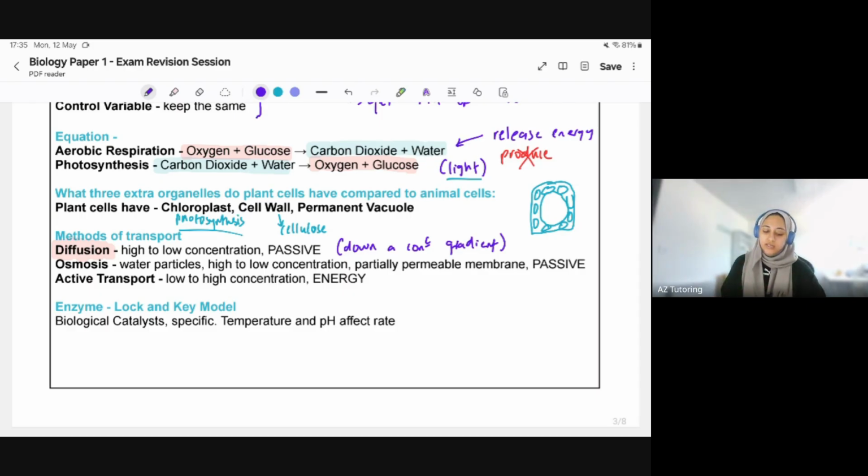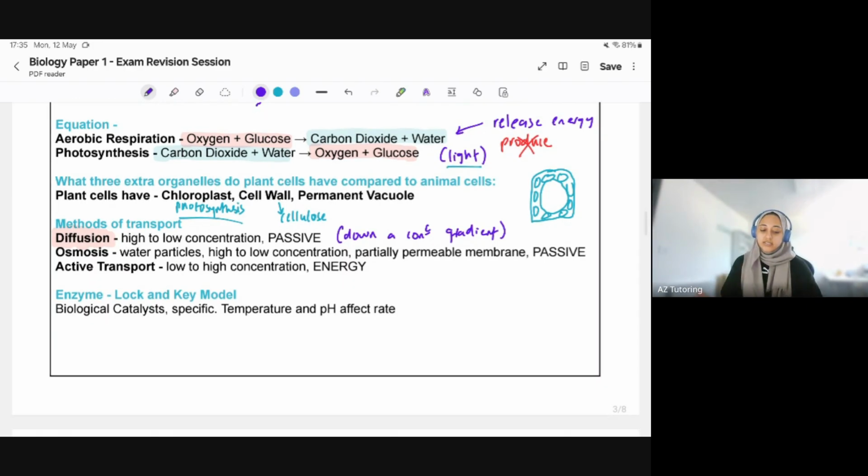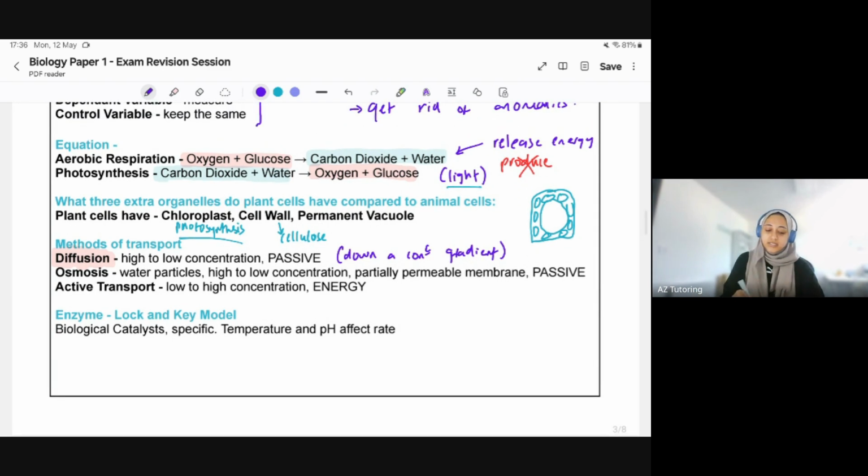It just happens naturally. Osmosis is the same as diffusion, as we spoke about with the potatoes experiment before, but this time it's water particles. Again, high to low concentration, and it moves through a partially permeable membrane. And again, that's passive. So it goes down a concentration gradient as well. So both osmosis and diffusion go down a concentration gradient.